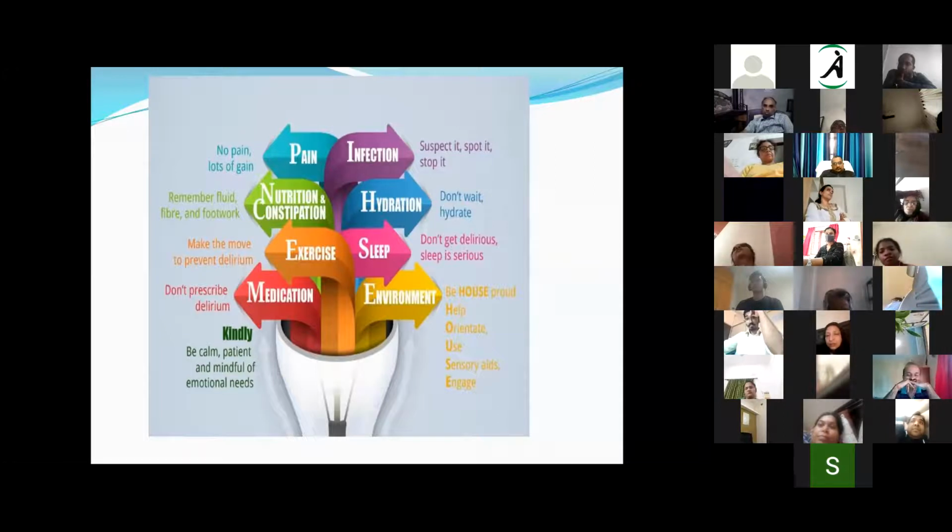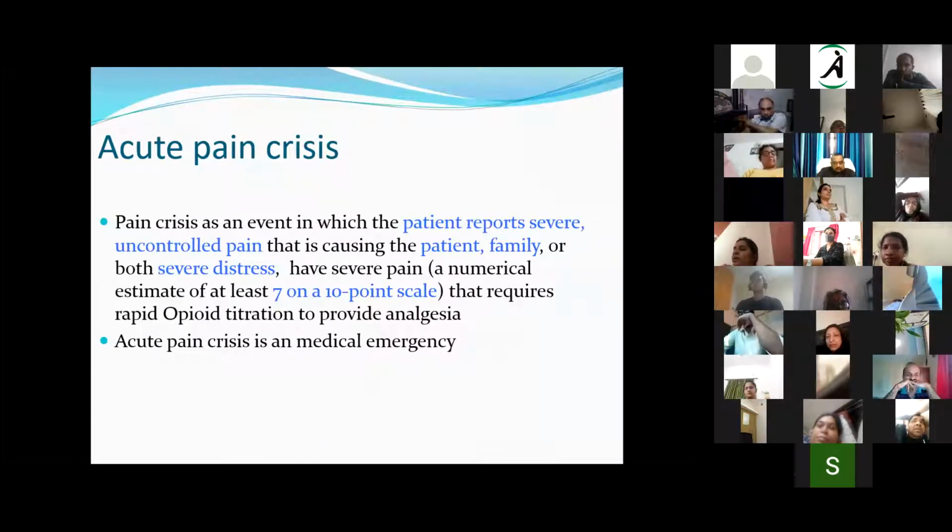So keeping a high suspicion for the occurrence of delirium is very important. Always try to assess the patient. Do not say that the patient is in depression, that's why he is not talking. Patient might be in hypoactive delirium. Always try to differentiate depression and hypoactive delirium.